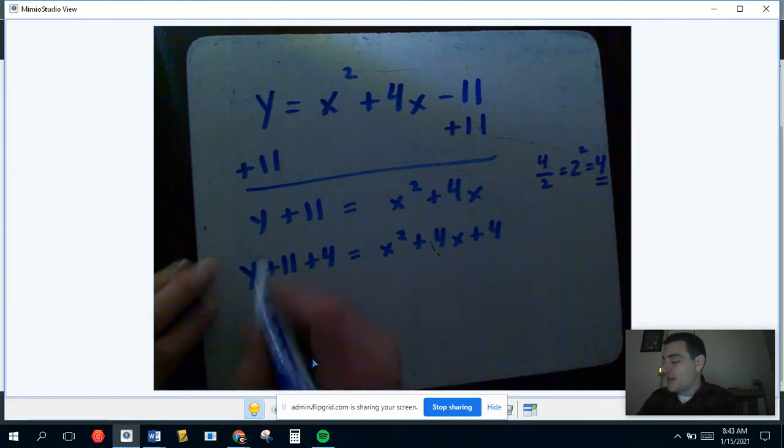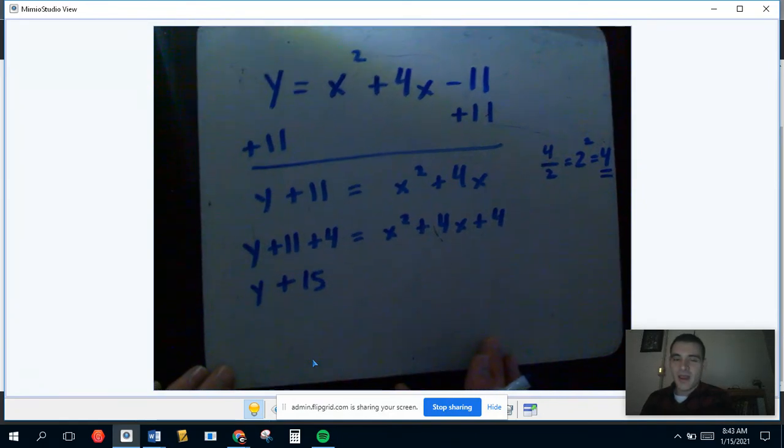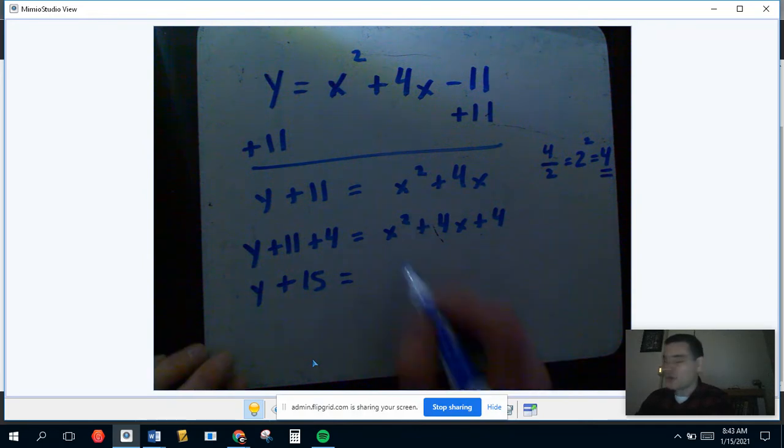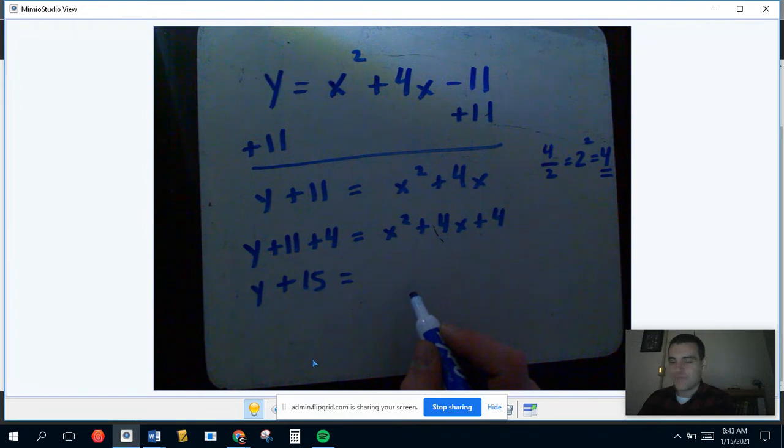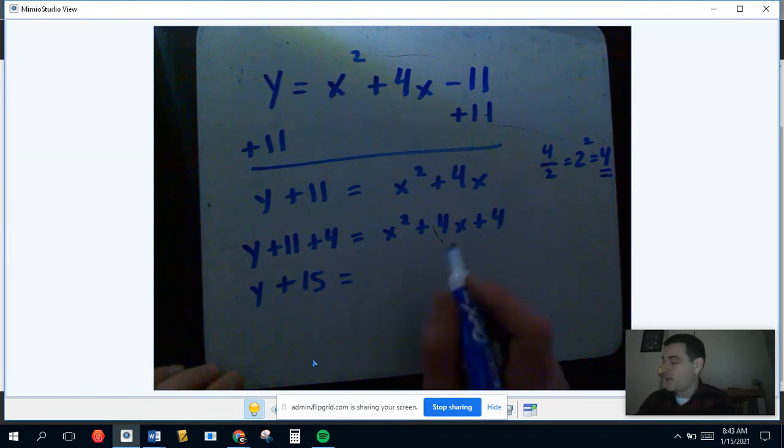Now, the left-hand side, I should say, is simple. You add 11 and 4 and get 15. All right, but over here, what we've done is rig this in a certain way so that it will factor to the same thing twice. Factors of 4 that add to 4 are 2 and 2.